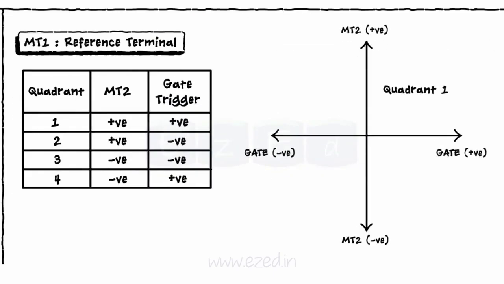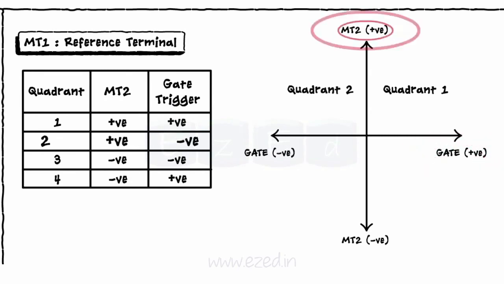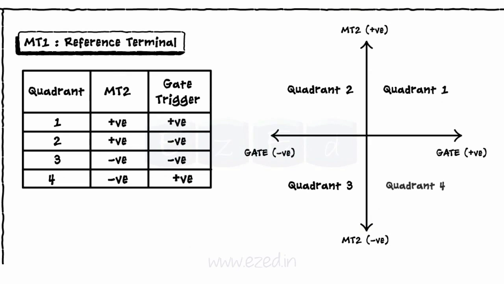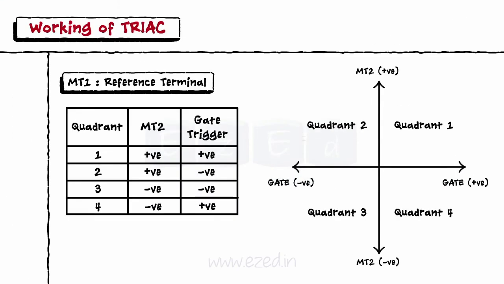For quadrant 1, MT2 and gate both are positive. For quadrant 2, MT2 is positive but the gate is negative. For quadrant 3, MT2 and gate both are negative. And for the fourth quadrant, the gate is positive and MT2 is negative. So let's see the working of TRIAC quadrant-wise.